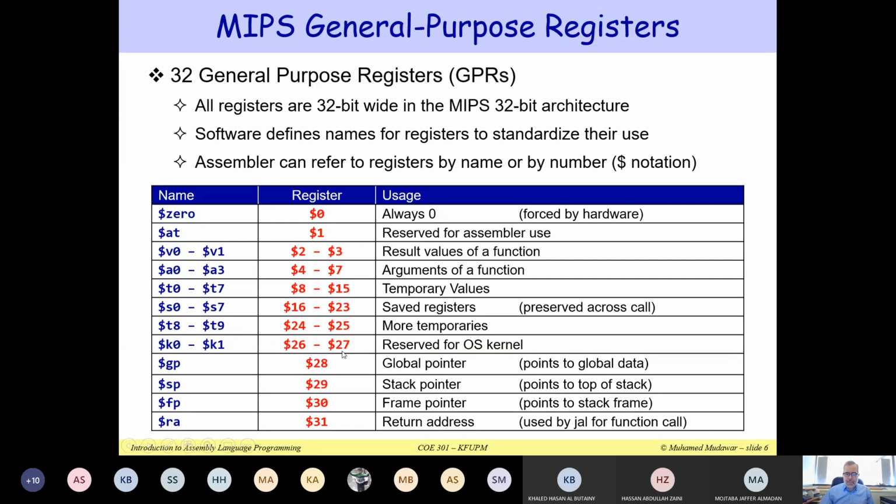Some registers are reserved by the operating system kernel. We have here the stack pointer and the frame pointer. These are used to implement a stack in memory. And these are just pointers, or they contain memory addresses. So this is the way that the software defines these registers. From the hardware perspective, the hardware defines 32 registers from register 0 to register 31. Register 0 is hardwired to 0. It's always 0. The other registers can be used in any way that you want, but the software standardizes the use of these registers.